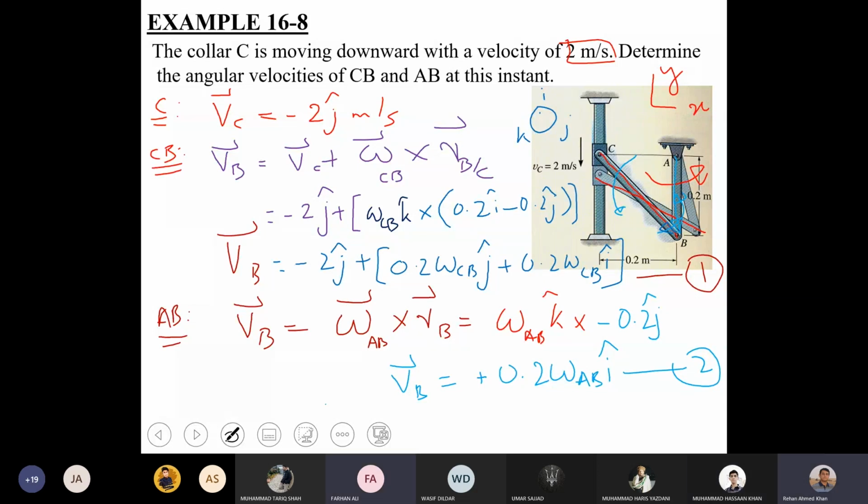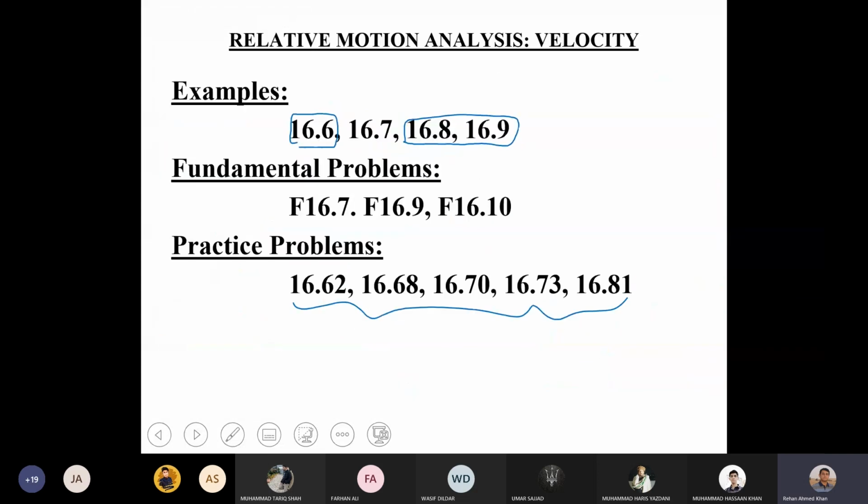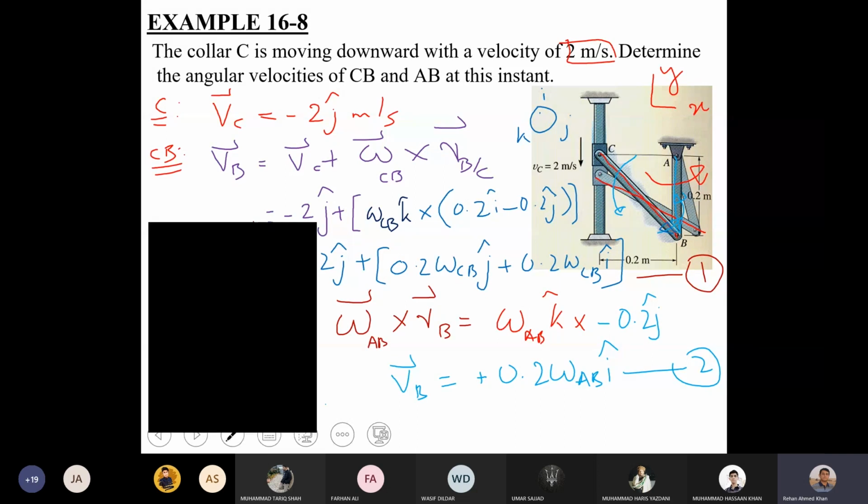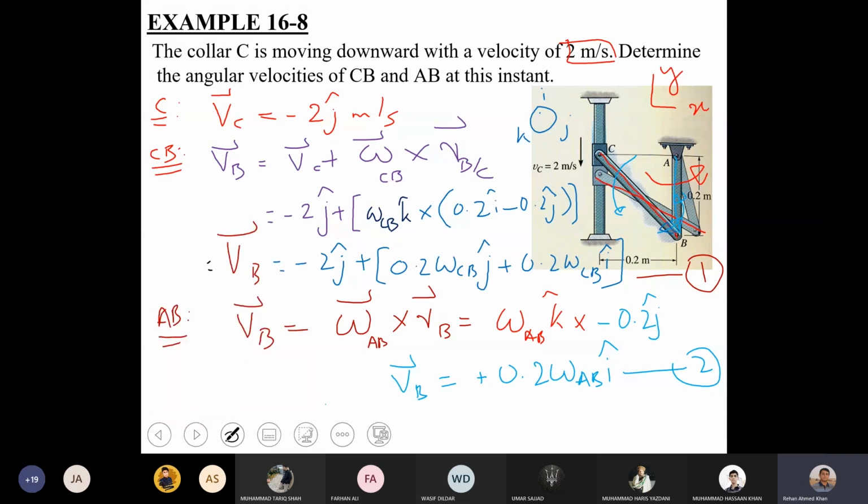So if I take the value of VB from equation 2 and put it in equation 1, that value would become 0.2 omega AB I. Okay, so now it is a vector equation. So what does this vector equation represent? It represents that the individual I and j coefficients on both sides of the equation should be equal to each other.